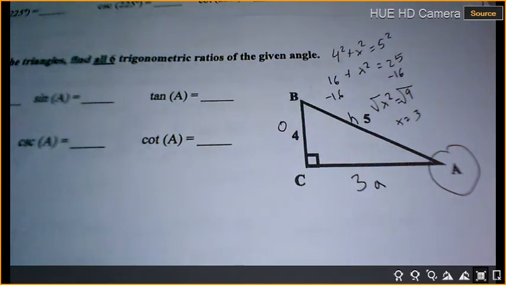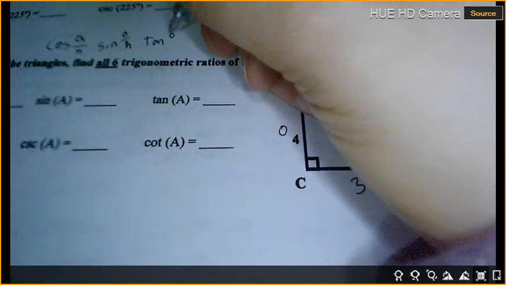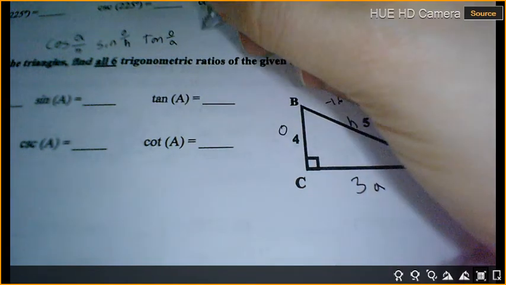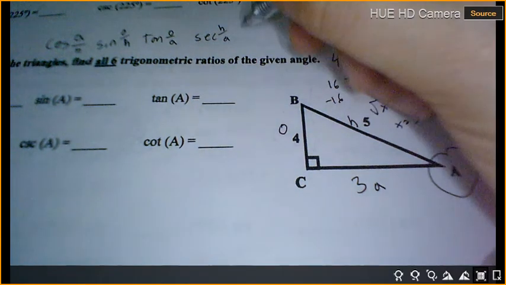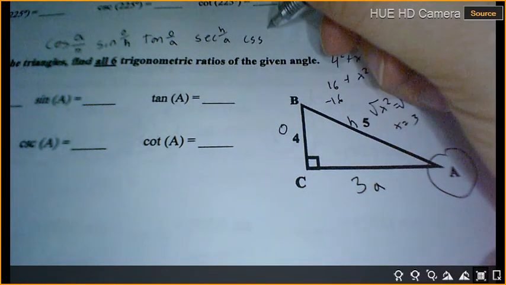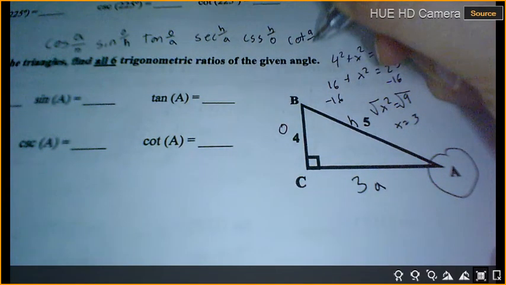Okay? So, and I might write this at the top of my paper too, especially if I'm afraid I'm going to forget. Cosine is adjacent over hypotenuse. Sine is opposite over hypotenuse. Tangent is opposite over adjacent. Secant is hypotenuse over adjacent. Cosecant is hypotenuse over opposite. And cotangent is adjacent over opposite.